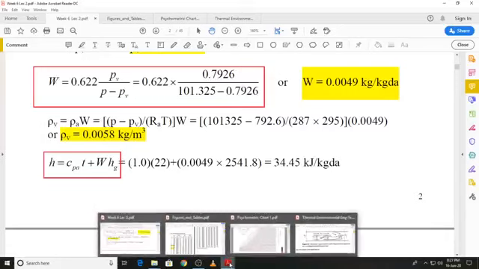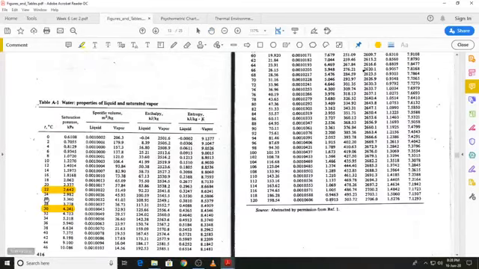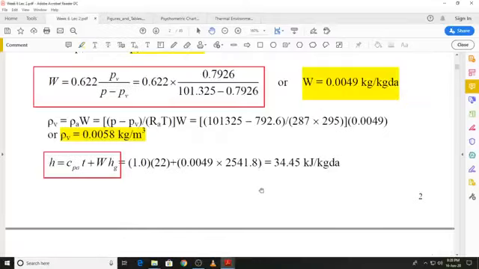So we can again verify that the value of Hg, which is shown over here to be 2541.8 kilojoule per kilogram, is correct from the table. At 22 degrees C we can just go to the enthalpies, and you can see over here 2541.8 is the value, and that gives you the specific enthalpy of the mixture, which comes out to be 34.45 kilojoule per kilogram dry air.